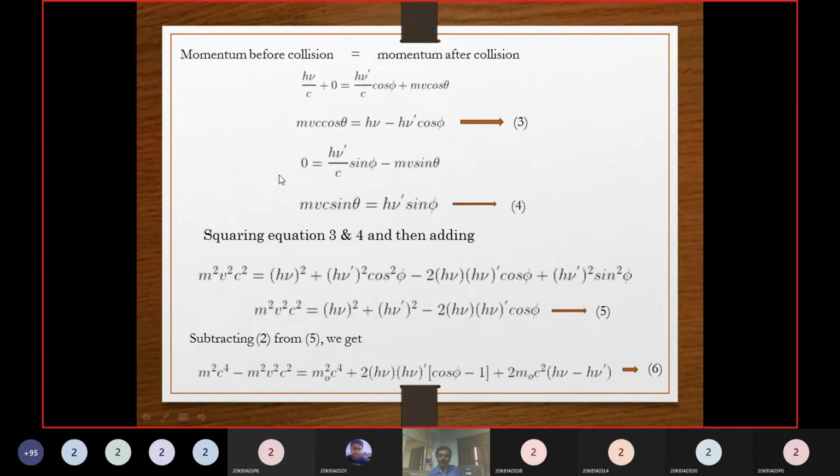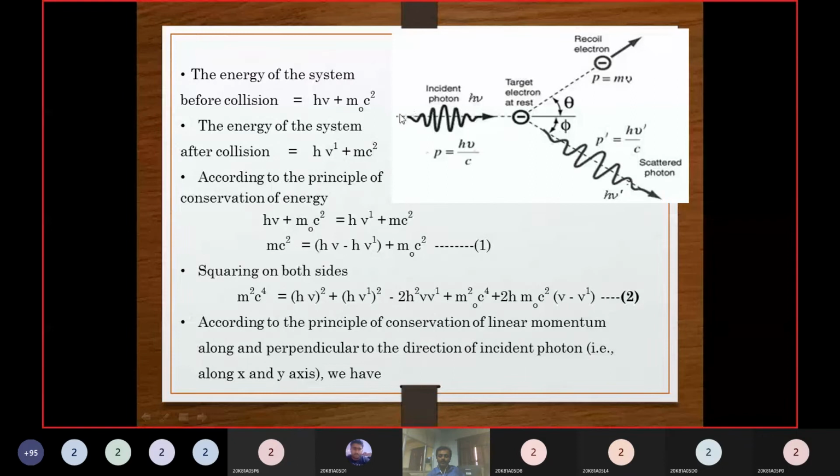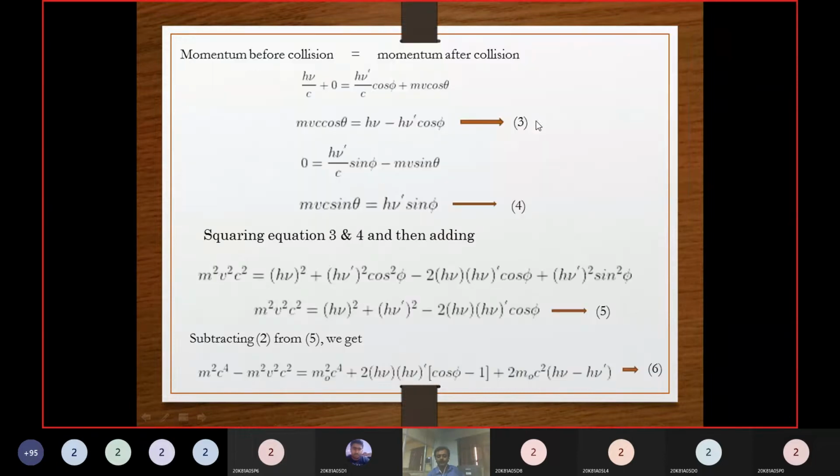In the vertical direction, if you observe here, in this case there is no vertical motion of the photon. So in the vertical direction there is no momentum. Similarly, the electron is also at rest, so in the vertical direction there is no momentum for the electron. So there is no momentum in the vertical direction before collision. Now after collision.